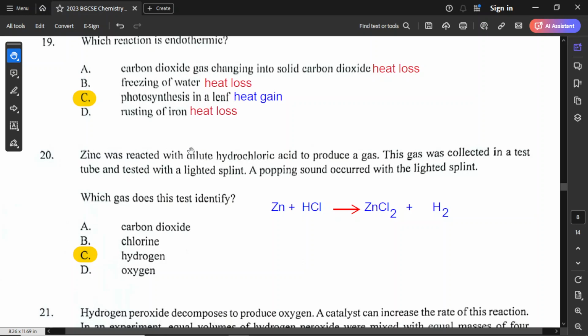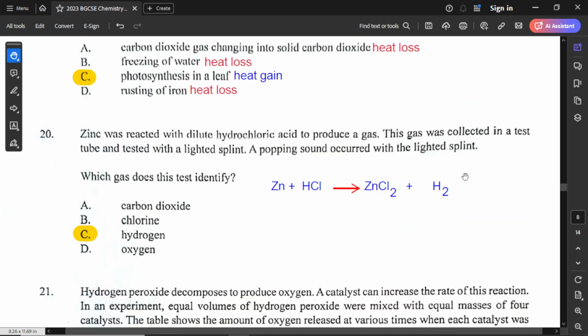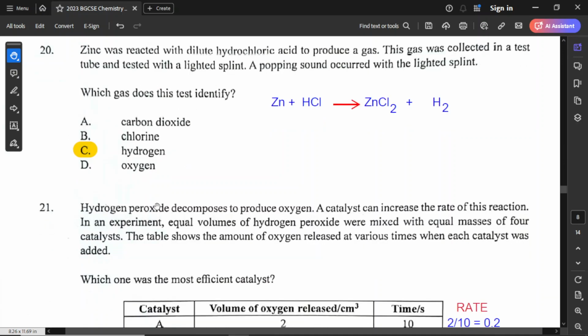All right, number 20. It says zinc was reacted with dilute hydrochloric acid to produce a gas. This was collected in a test tube and tested with a lit splint. A popping sound occurs with the lit splint, and of course, we know that a popping sound means hydrogen gas. The reaction is zinc reacting with hydrochloric acid to give you zinc chloride and hydrogen gas. So hydrogen is the correct answer for number 20.